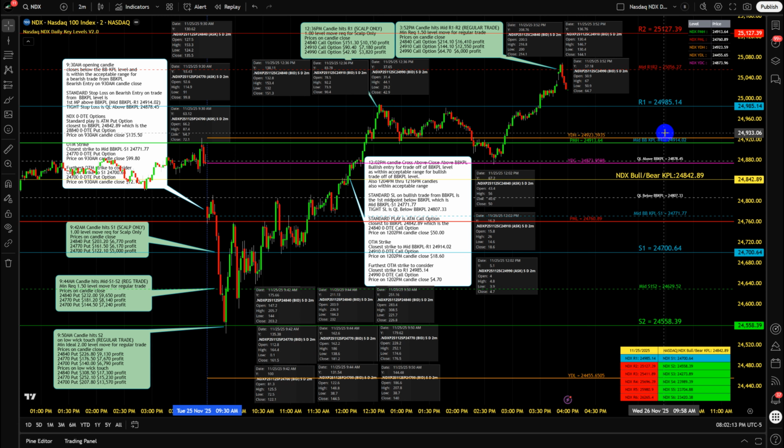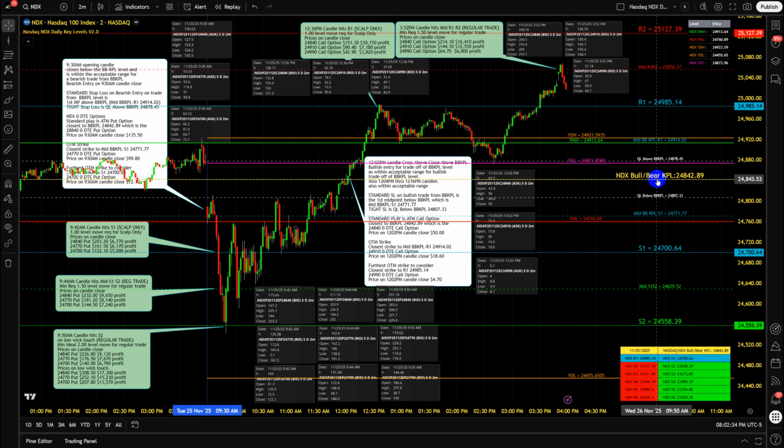So for example, on a bullish trade from the Bull Bear KPL level, the R1 level would be your scalp exit because that's one full level above, whereas the mid R1, R2 is 1.5 levels above, so that would be your minimum 1.5 level move for a regular trade.